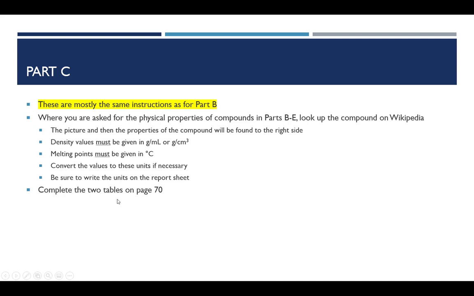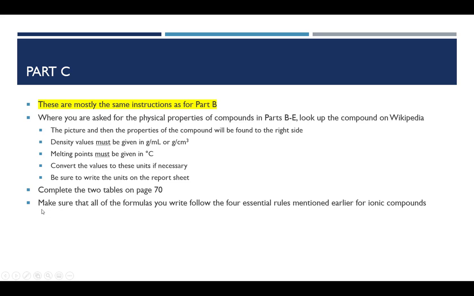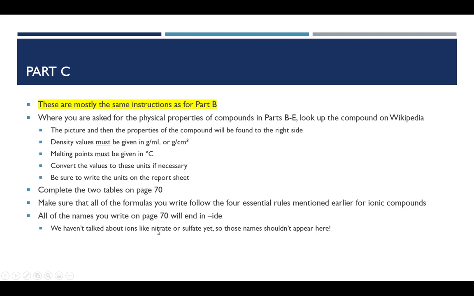So you'll want to complete the 2 tables on page 70. Again, make sure that all of these formulas follow the 4 rules that I mentioned earlier for all ionic compounds. Part C is still about ionic compounds. And all of the names that you write on page 70 will end in -ide, because we still haven't talked about ions that end in -ate or -ite, and that will be coming up next.